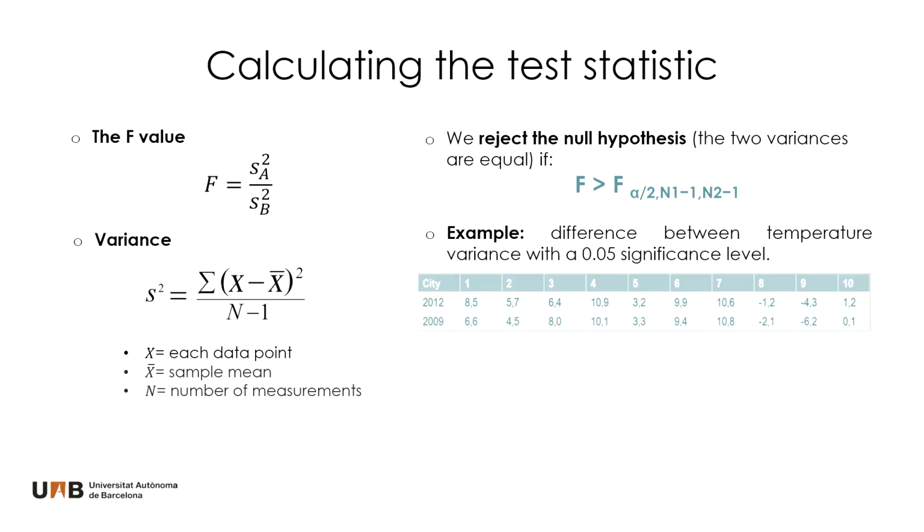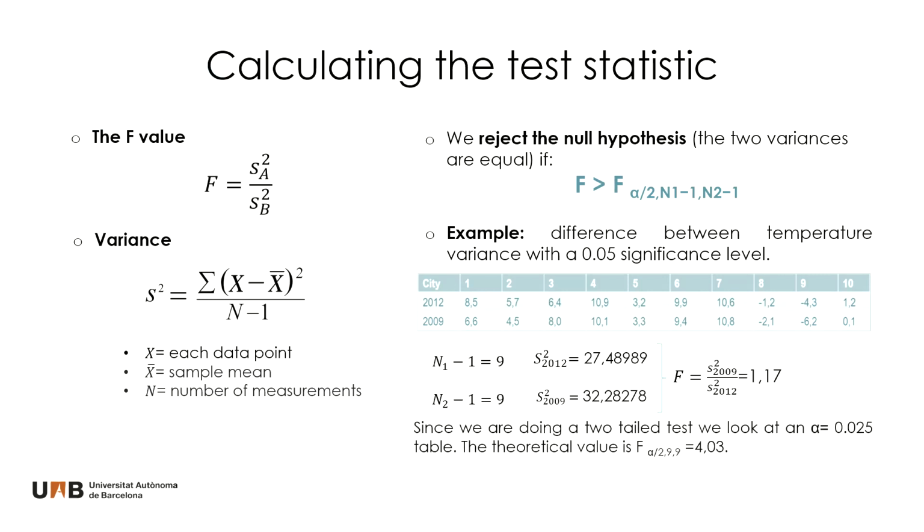Let's look now into an example. We have 10 different temperature measurements for 2 different years that correspond to the A and B samples. The degrees of freedom are 9 for both of the samples. Then, applying the variance formula, we can find the value for each of them. Next, we proceed to calculate the experimental value of F, in this case being 1.17.